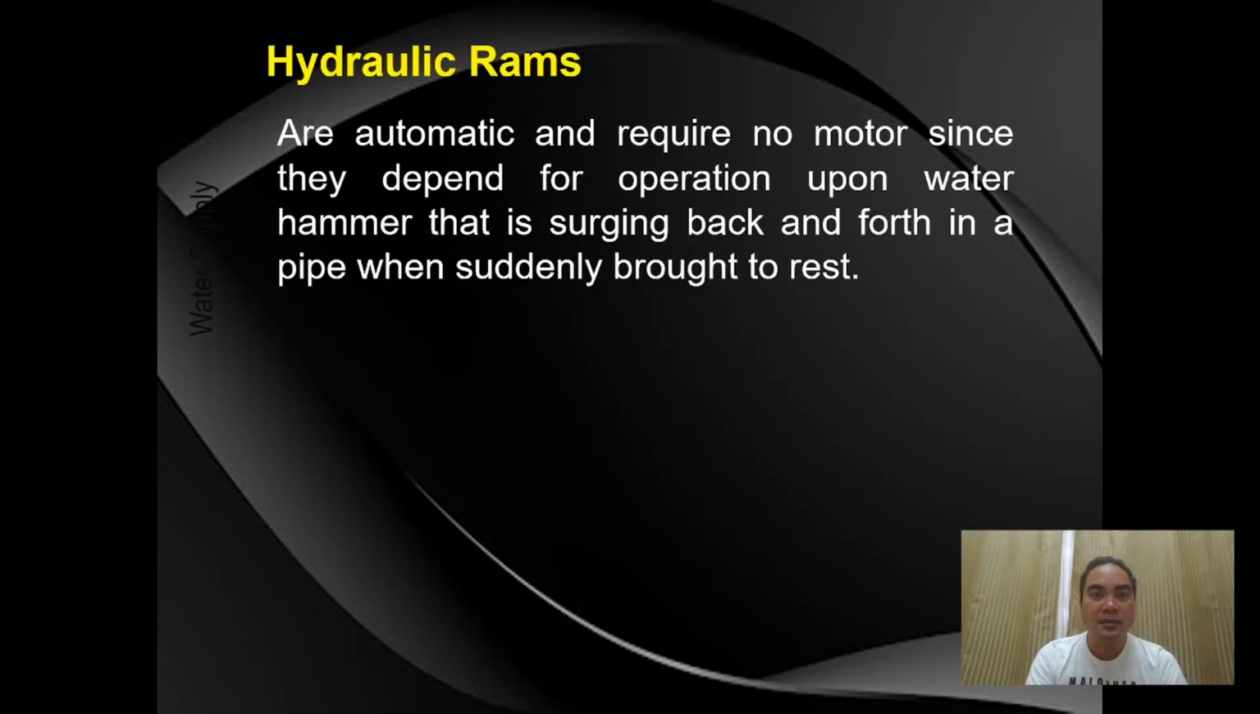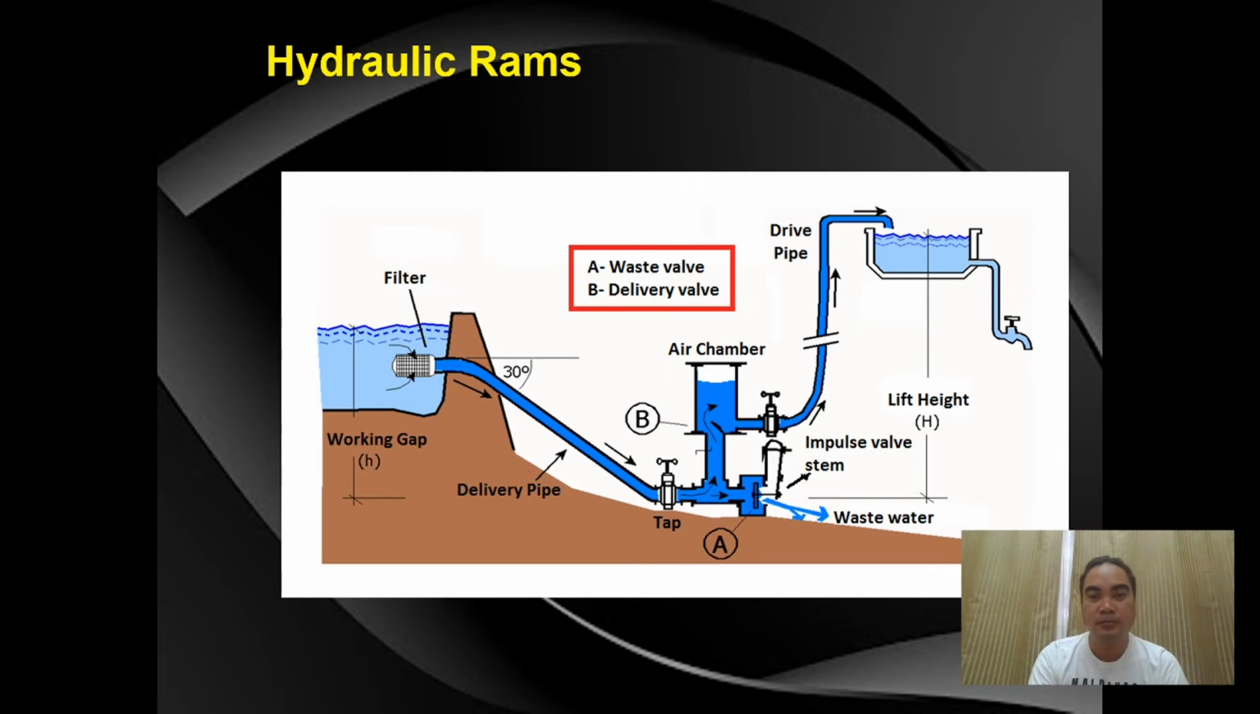Hydraulic rams are automatic and require no motors, since they depend for operation upon water hammer, that is, surging back and forth in the pipe when suddenly brought to rest.